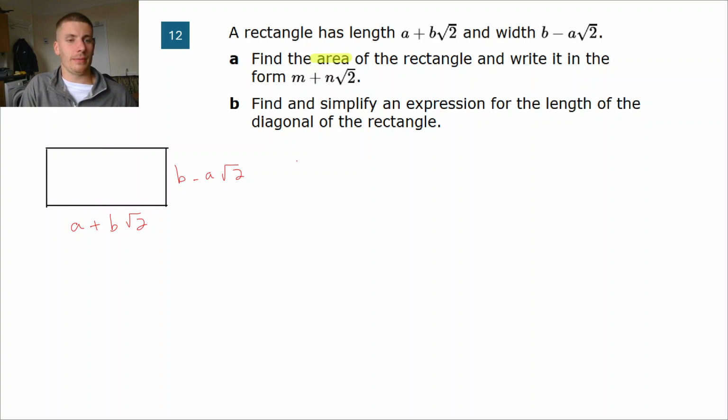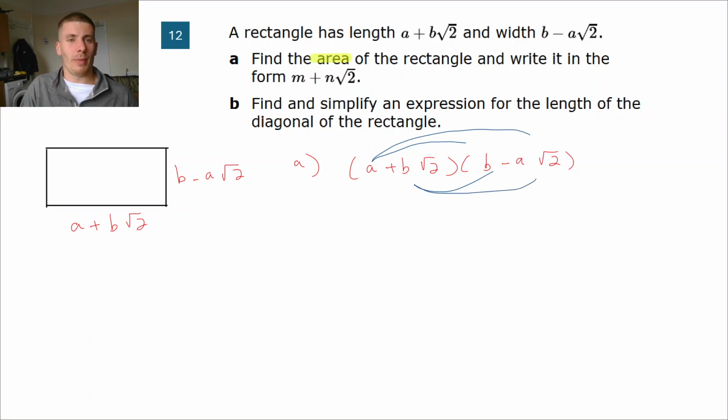This is part a, so we're just doing a plus b root 2, and we're timesing it by b take away a root 2. We're going through again by expanding our pair of double brackets, first term by first, first by second, second by first, second by second, being really careful as we work through it. We want to write this in the form m plus n root 2. So first of all, write a times b. We're just going to simply write this as ab.